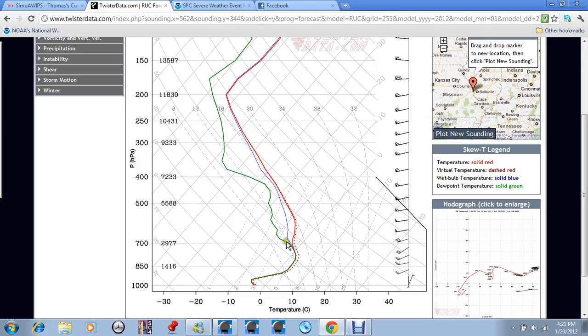Because it forms above freezing, it's going to start as snowfall. So we have snow around this area. Now, this line right here, I forgot to tell you, this is the 0 degree Celsius line, or the 32 degree Fahrenheit line. This is your freezing line. Okay, so it starts to snow above freezing.